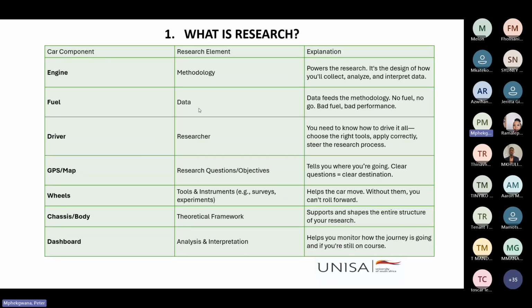Then in terms of the other car component, fuel: no fuel means no trip again. So in terms of research elements, we can link that to data. If you don't have a data set, how will you draw a conclusion? How will you draw the recommendation? If you don't have a data set, how will you develop that framework?